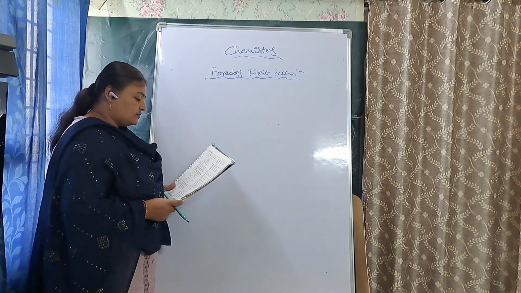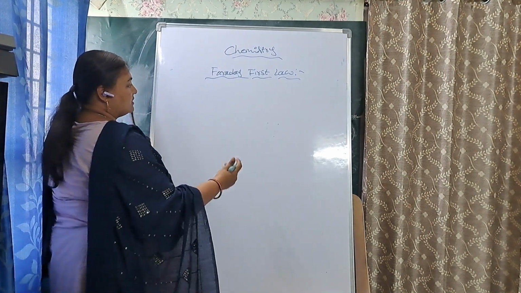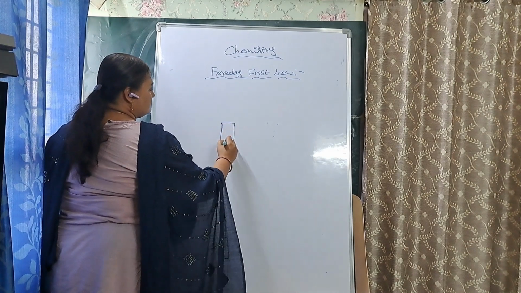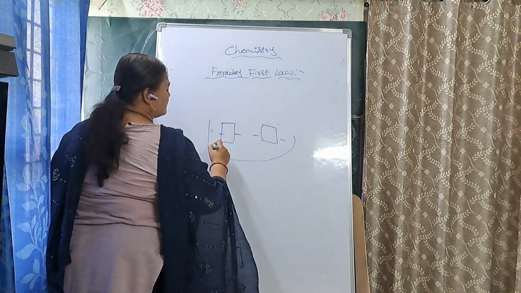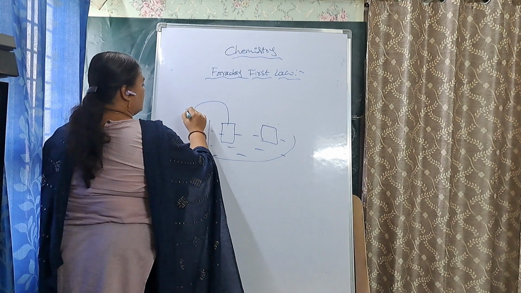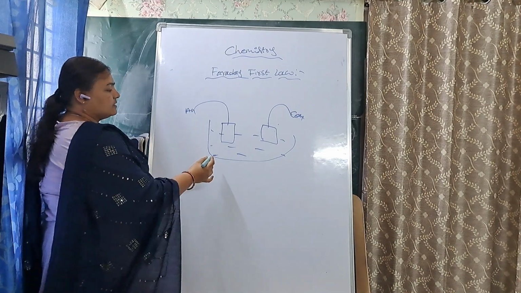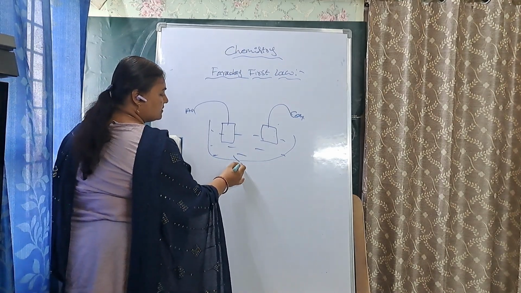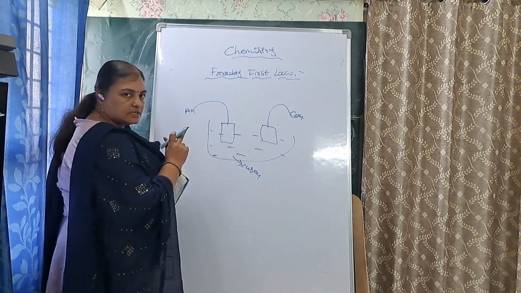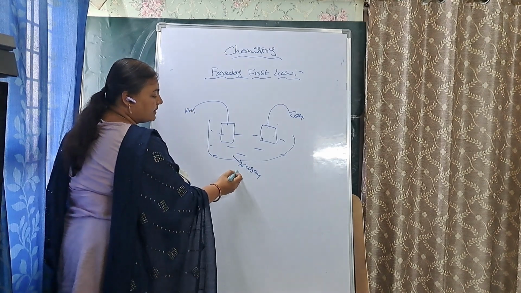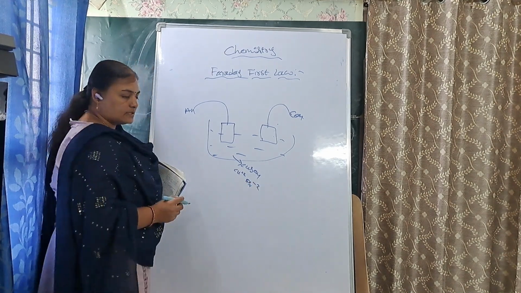Faraday's first law is nothing but the amount of substance deposited. What I told you, electrolysis means, for example, this is the anode and this is the cathode. Some substance is here. For example, we just discussed a copper sulfate solution. Here I am taking the solution state. Copper sulfate, we can write as Cu2+ and SO4 2-, sulfate ions.